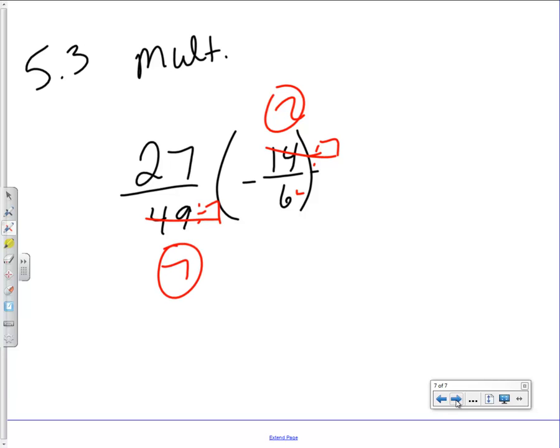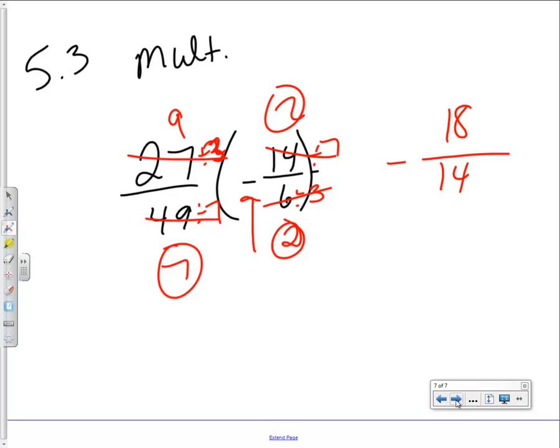Here I can divide by 3. 3 goes into 6 2 times, and 3 goes into 27, oh, sorry, not 2, 3. 3 goes into 27 9 times, because 9 times 3 is 27. So across the top I have 9 times 2, which is 18. Across the bottom I have 7 times 2 is 14.